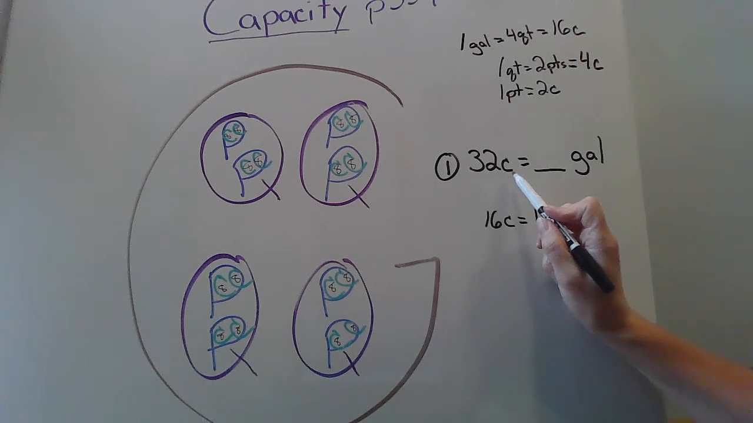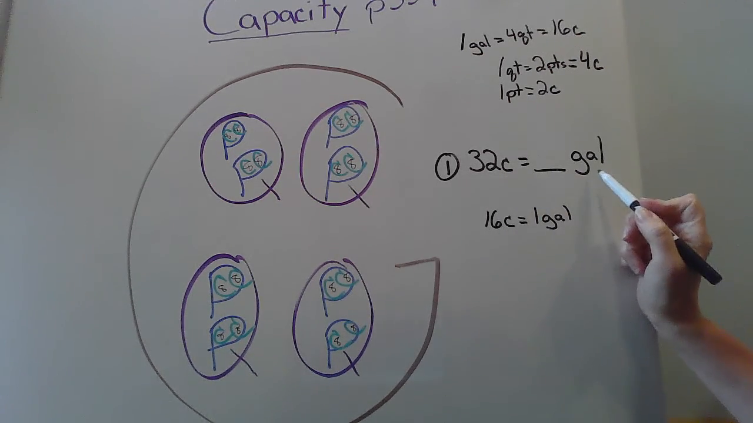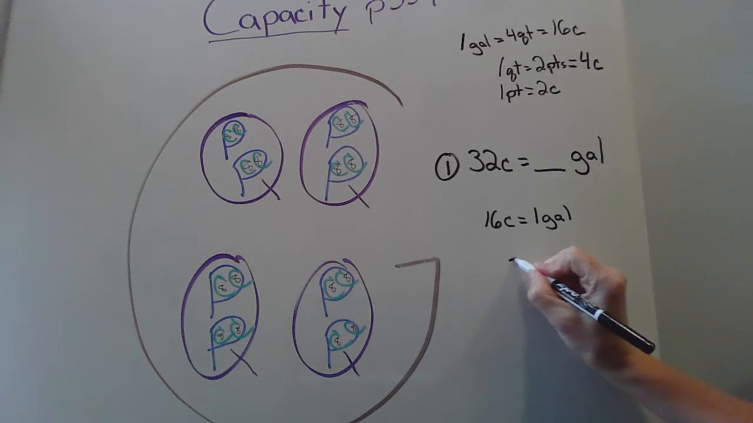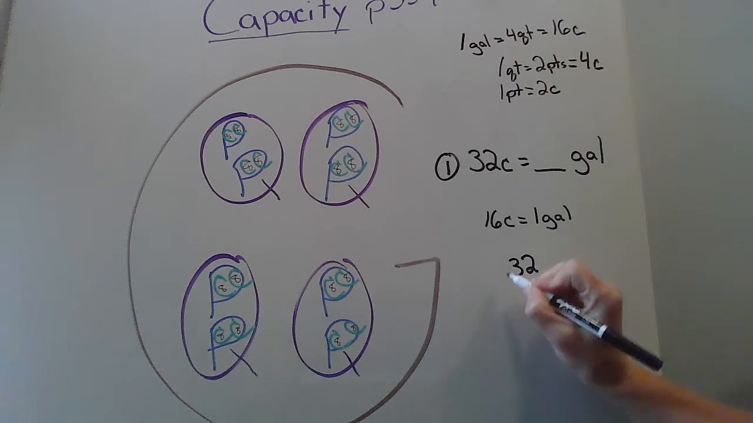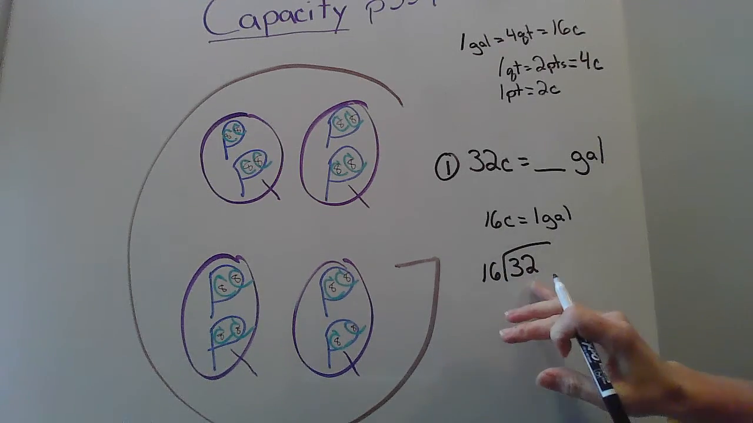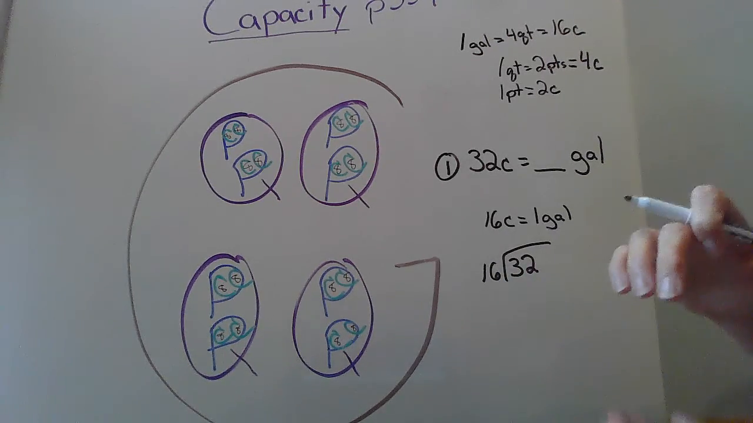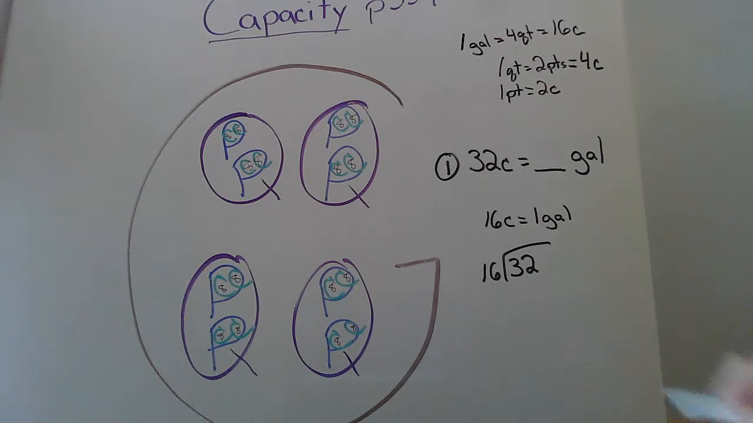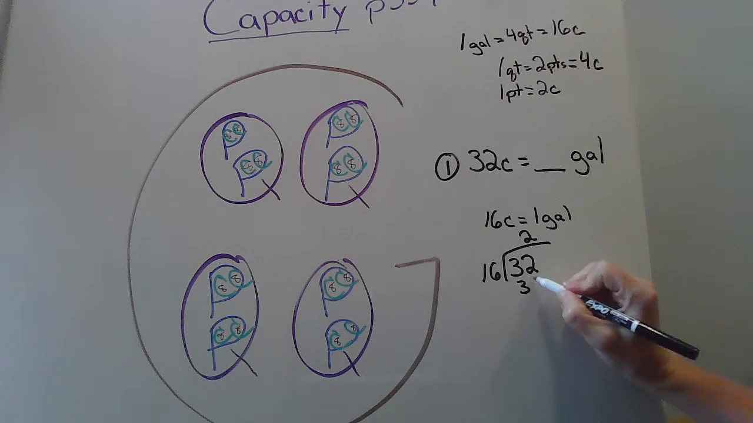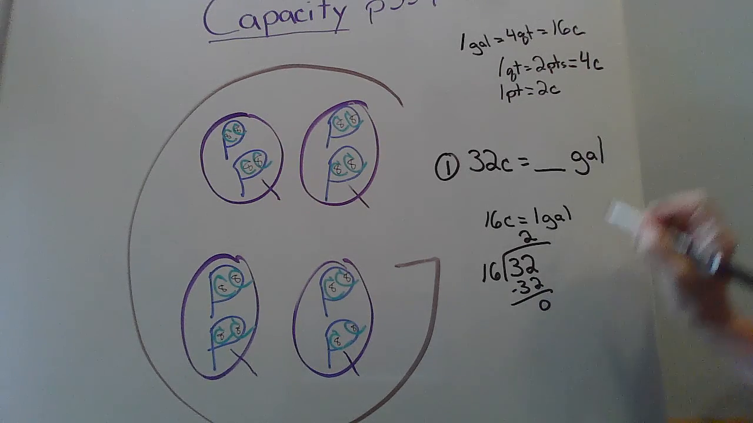So let's say I have 32 cups of milk and I need to pour that into gallon containers. How many containers will I need? So I'm going to take that 32 cups and I'm going to divide it by 16 because I want to break it up into containers of 16. So 16 actually goes into 32 2 times because 2 times 16 is 32. So my answer is 2 gallons.